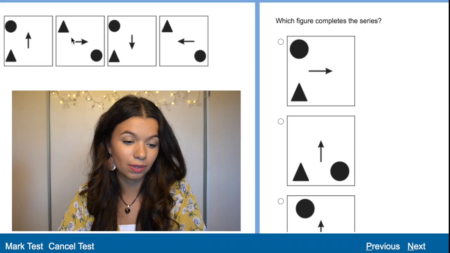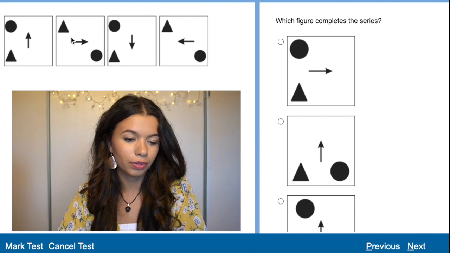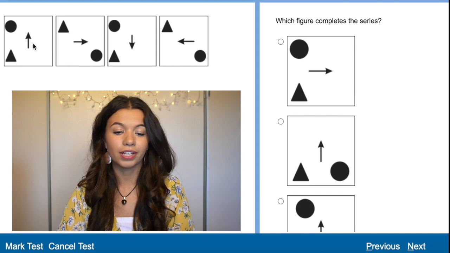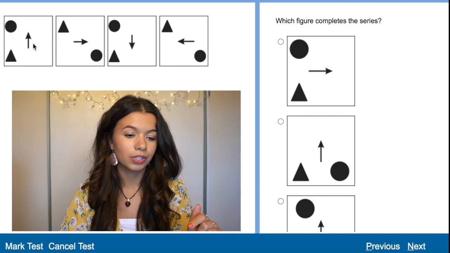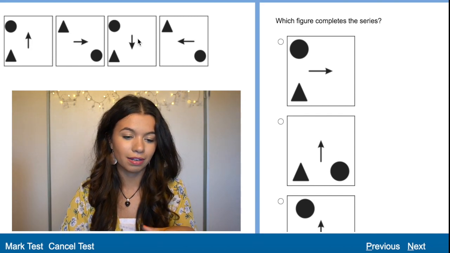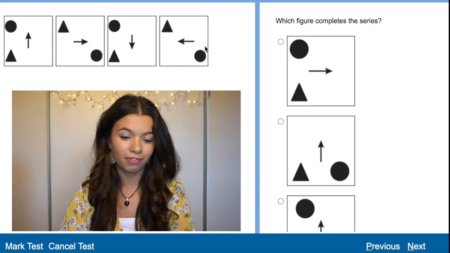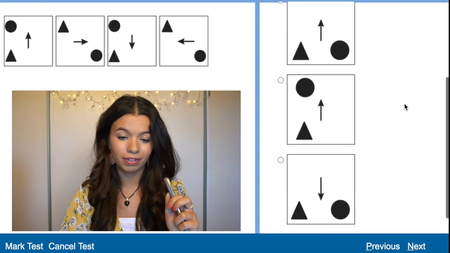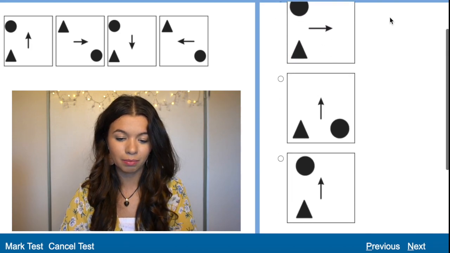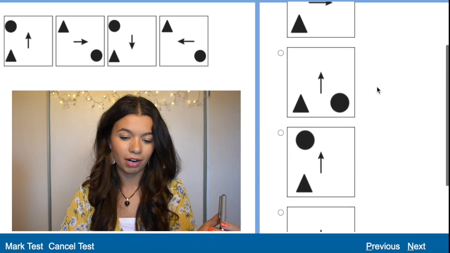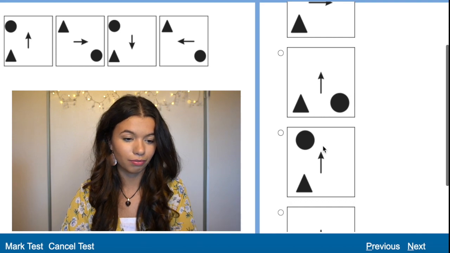Okay, so we've got another sequence question here. So my first thought is to look at the arrow and how that changes from box to box. So as we can see, the arrow is rotating 90 degrees clockwise each time. And so in the next box, you want the arrow to be facing upwards. So straight away, we've eliminated the top answer and the bottom answer, and we're trying to figure out if it's number 2 or number 3.